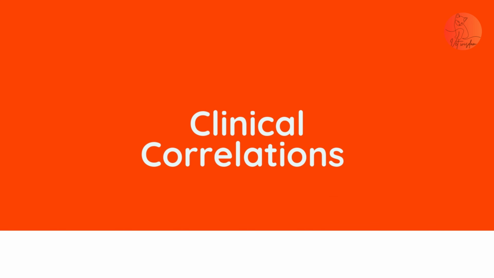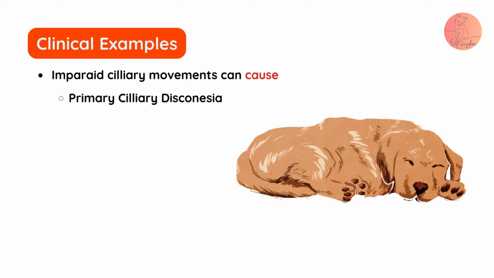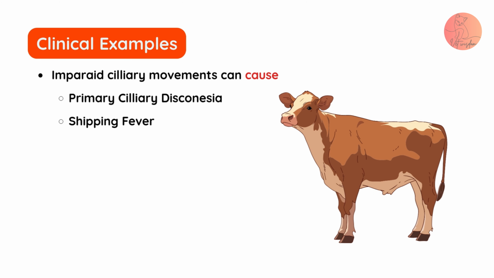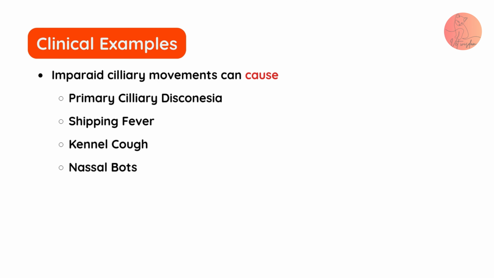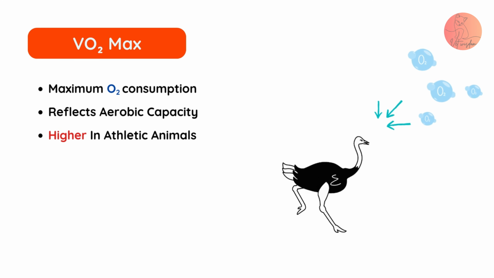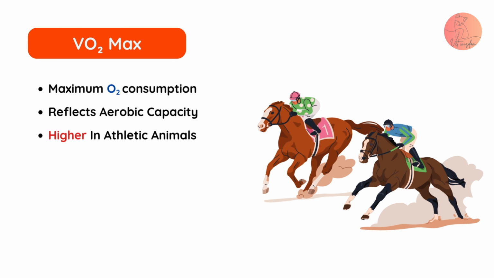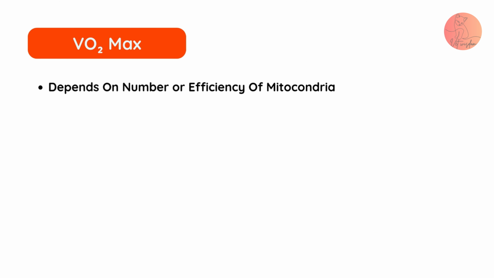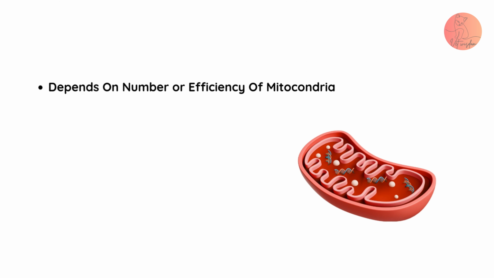There are a few clinical relevance examples. Impaired ciliary movement can lead to chronic infections such as primary ciliary dyskinesia in dogs, shipping fever in cattle, kennel cough in dogs, nasal bots in sheep. The maximum oxygen consumption during intense activity reflects aerobic capacity and is highest in athletic animals, such as racehorses. It depends on the number and efficiency of mitochondria.